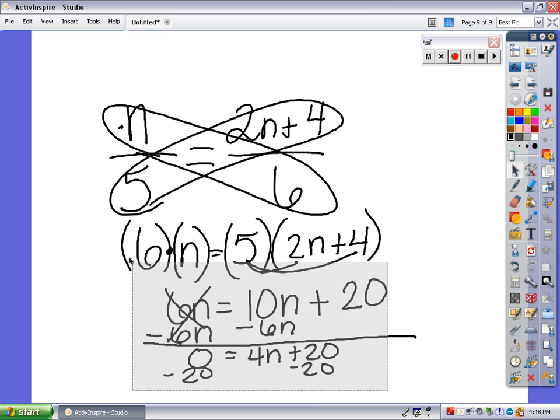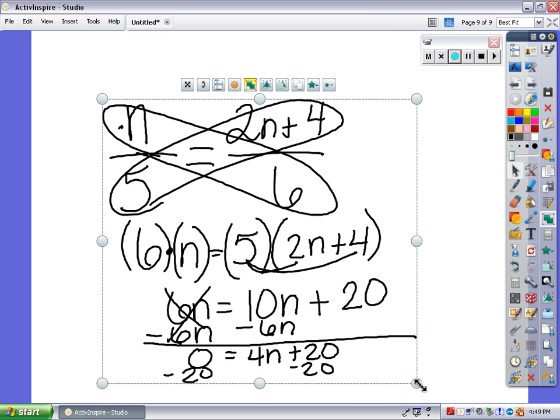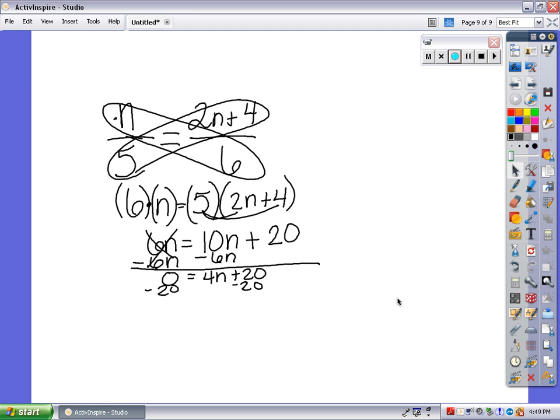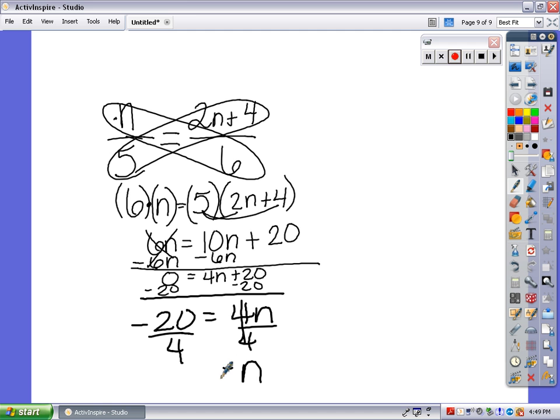Okay, I'm running out of room, so I'm going to move it up a little bit. It's okay. All right, so I'm going to subtract 20 from both sides. I get negative 20 equals 4n. Divide both sides by 4. Those cancel out. n equals negative 5.